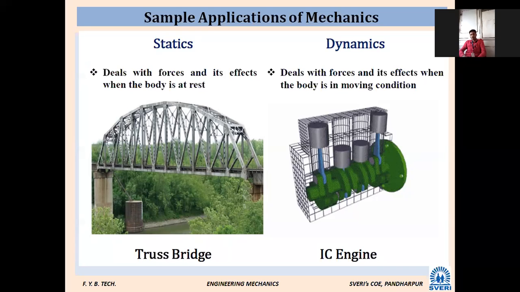Any example? A car resting on a bridge. Okay, that resting is most important. Otherwise, if it is passing over the bridge, then that load will not remain constant. It will vary, so it will go into dynamics.